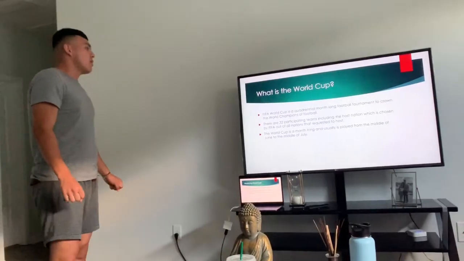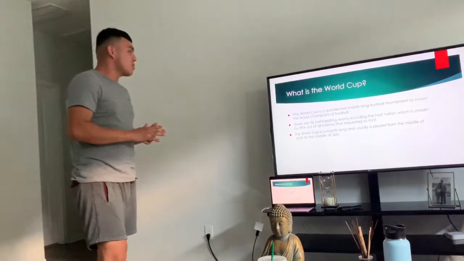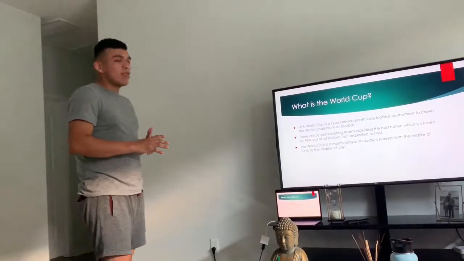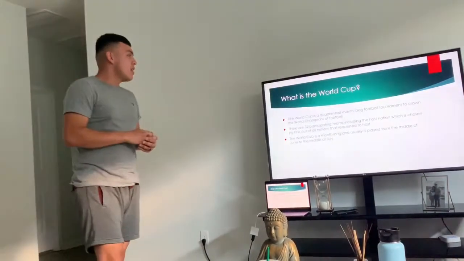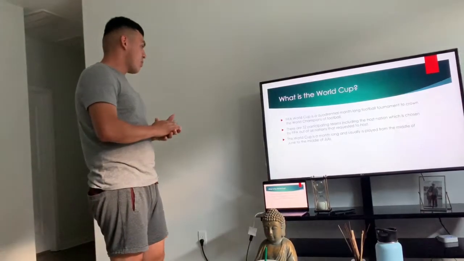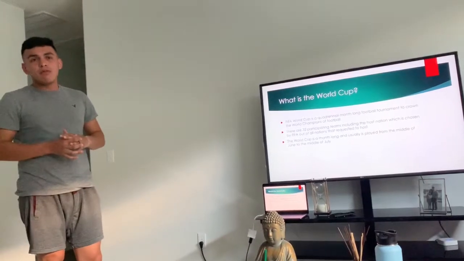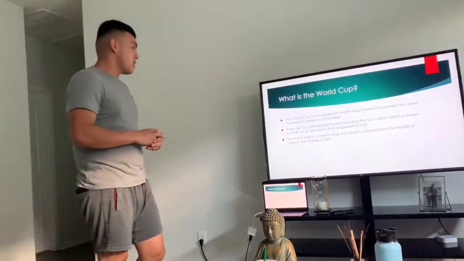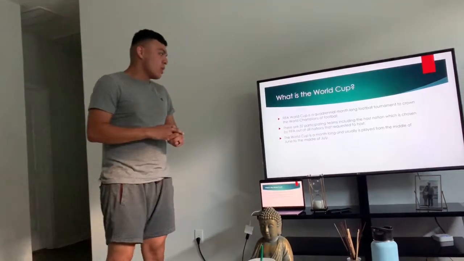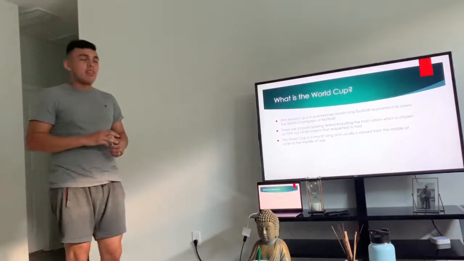Alright, so what is the World Cup? The FIFA World Cup is a quadrennial month-long football tournament to crown the world champion of football. So that just means it's a tournament that happens once every 4 years between all the best teams in the world to compete over the World Cup. So there are 32 participating teams, including the host nation, which is chosen by FIFA. They do a pool, and whoever they decide to be the host nation will be the host nation. And then the World Cup usually starts at the middle of June and ends in the middle of July. So it's exactly a month long.